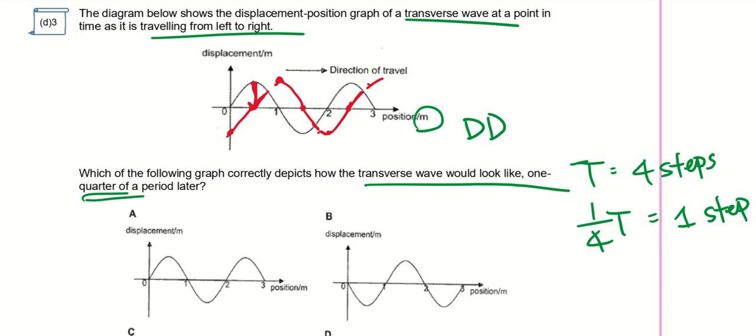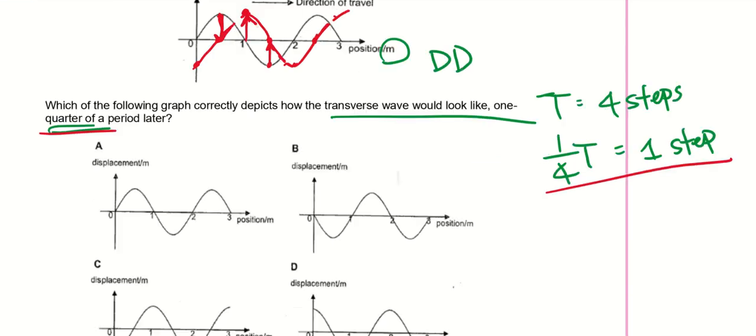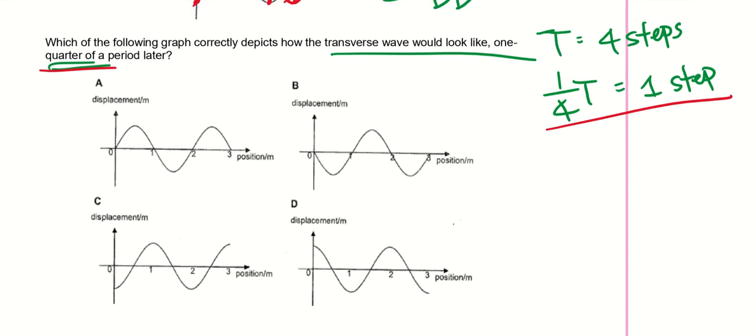This one actually moves up. How do I know? Because I drew the next graph. This guy actually went up. Okay, so that is after one step, because they want us to show how the wave will look like 1/4 of a period. 1/4 is actually one step. So the answer will be C.